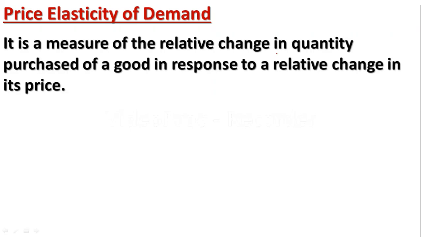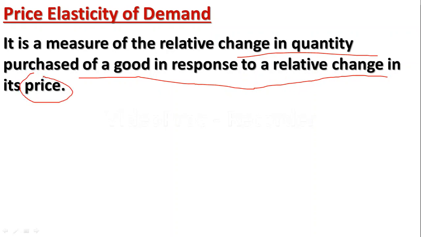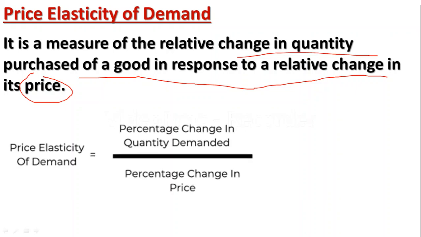Here the first one is price elasticity of demand. Price elasticity of demand is a measure of the relative change in quantity purchased of a good in response to a relative change in its price. So when the price of the good is going to change, quantity demanded is also going to change, but in what proportion the demand changes due to change in price is known as the price elasticity of demand. And there is a formula to find out price elasticity of demand: price elasticity of demand is equal to percentage change in quantity demanded divided by percentage change in price. So please remember this formula.